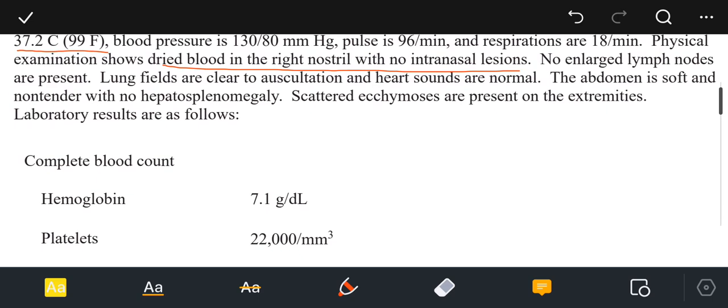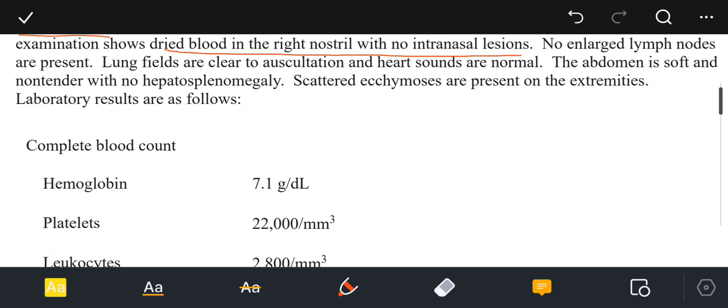No enlarged lymph nodes are present. Lung fields are clear to auscultation and heart sounds are normal. The abdomen is soft and non-tender with no hepatosplenomegaly. Scattered ecchymosis are present on the extremities. The laboratory studies are as follows.